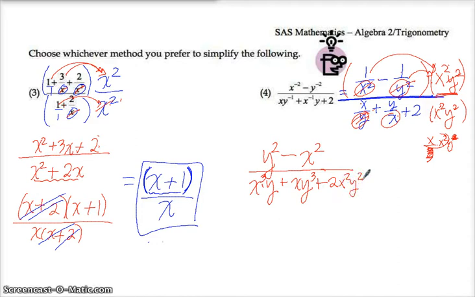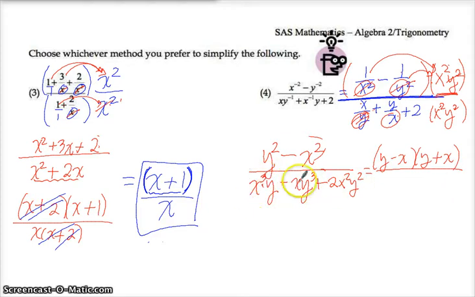Okay, now I have to factor. So my numerator, hopefully, is just an obvious factor for you guys. That's the difference of squares, right? This is the difference of squares. That's y minus x times y plus x. And my denominator is a little bit sketchy here.